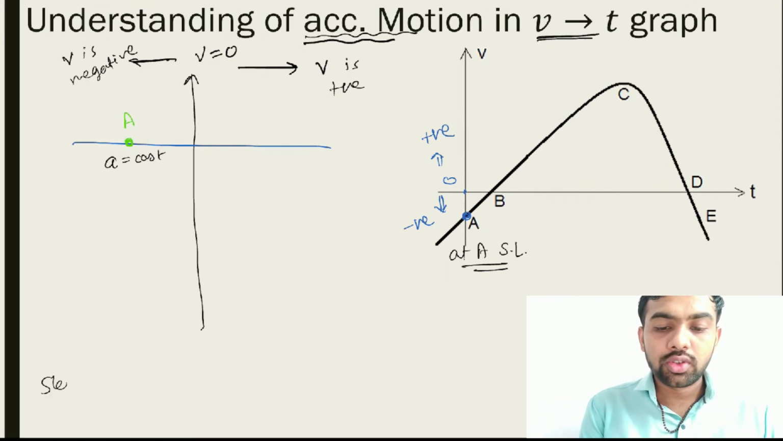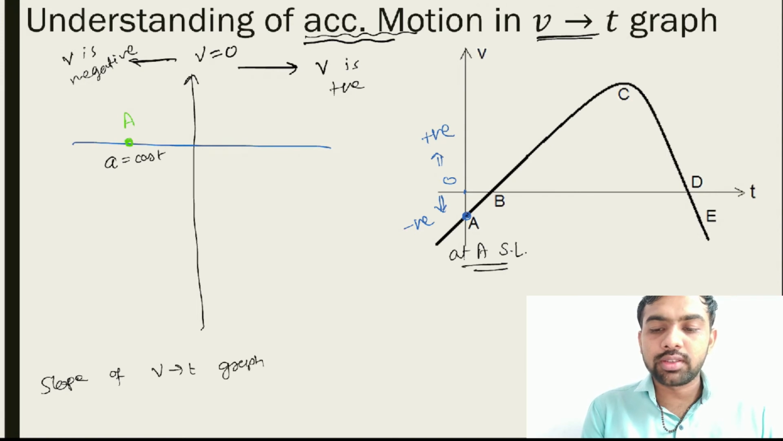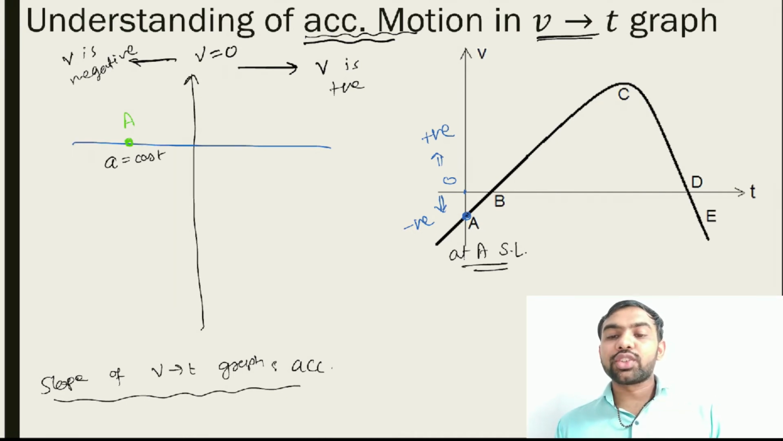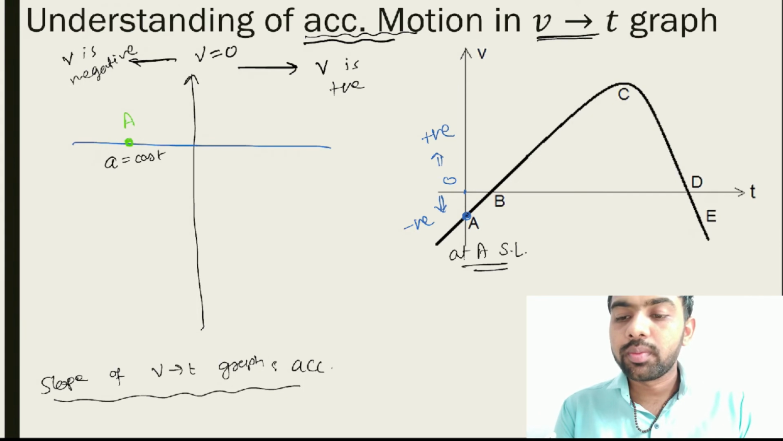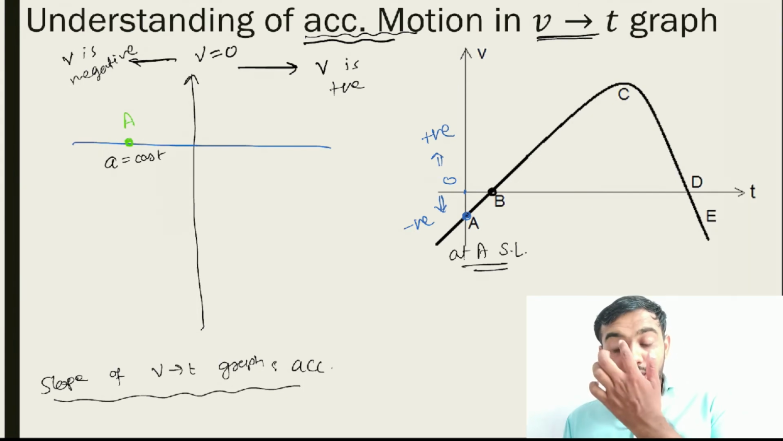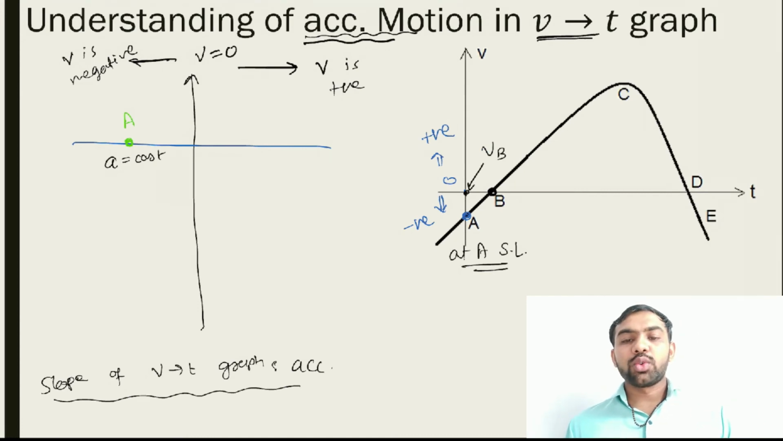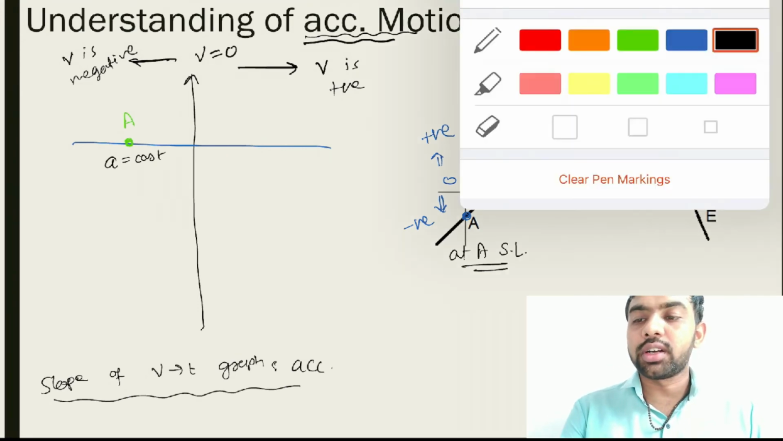What is this? Slope of v versus t graph means acceleration. अगर स्लोप कांस्टेंट है तो एक्सेलरेशन कांस्टेंट है, ठीक है. So at point A acceleration is constant. Now at point B, velocity becomes 0. See this one, you just extend this point B to the v axis, somewhere here. This point represents VB. So VB is equal to 0, meaning the object comes here.